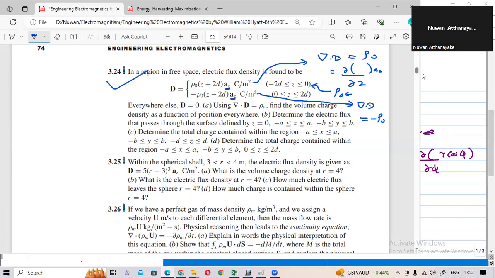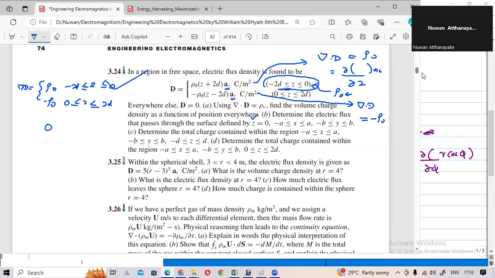Okay. So for others, D is 0. That means the divergence also will be 0. Okay. So the divergence of D will be rho naught for this region, minus rho naught for this region, that is 0 to Z 2D. Okay. So this is the answer. Elsewhere 0. Okay. Find the volume charge density as a function of position everywhere.